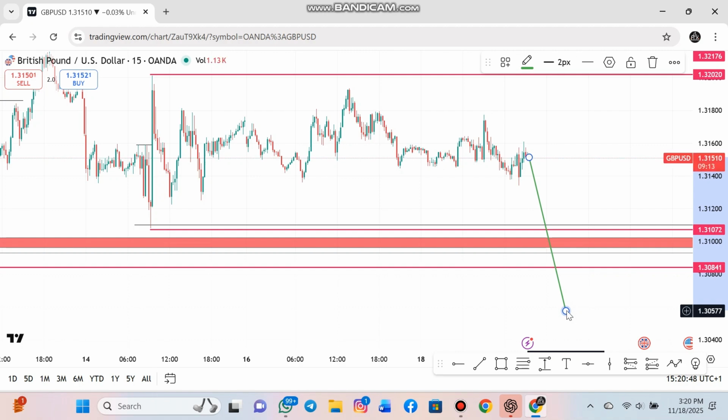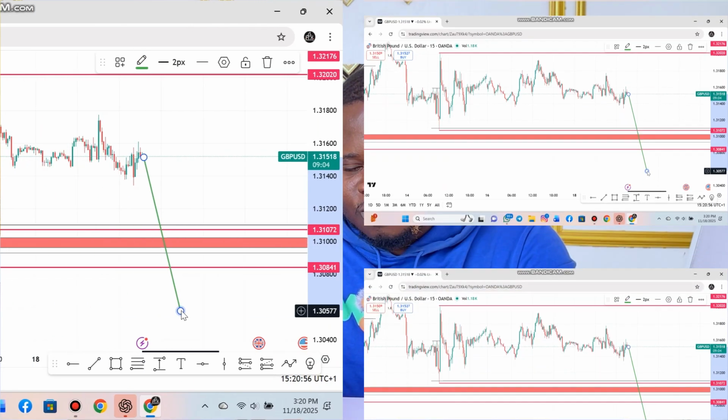Now, overall, what's the direction for GBPUSD? I am on buy bias. I have buy concept on GBPUSD. But time to buy this market is not now.